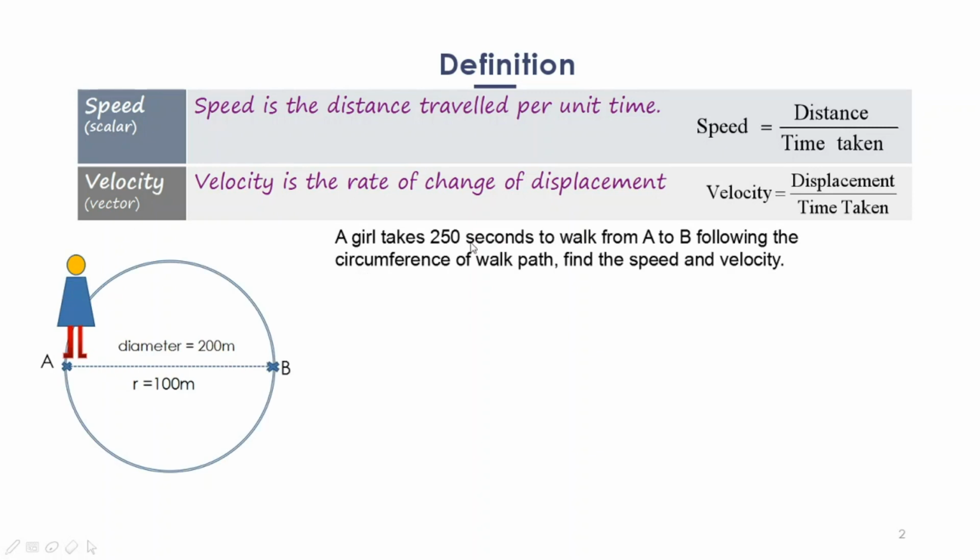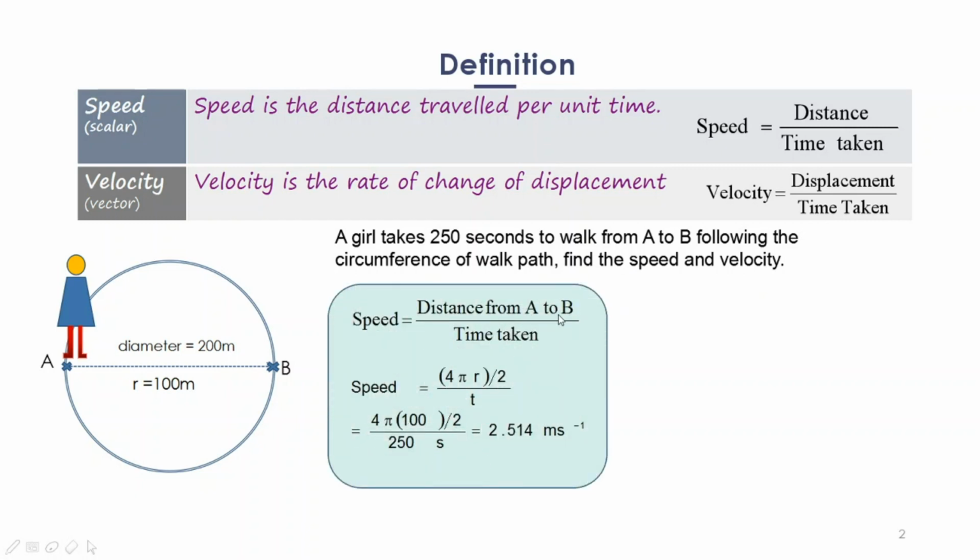Example: a girl takes 250 seconds to walk from A to B following the circumference of the walk path. Find the speed and velocity. Speed is equal to distance from A to B divided by time taken. As we know, distance is a scalar quantity. Hence, the distance from A to B should be equal to 4 pi r divided by 2, because this is a semicircle. The time is 250. So after substituting, you should be able to get the speed equal to 2.514 meters per second.